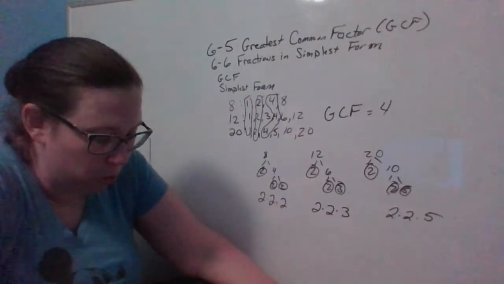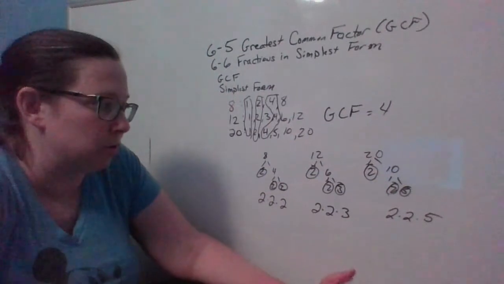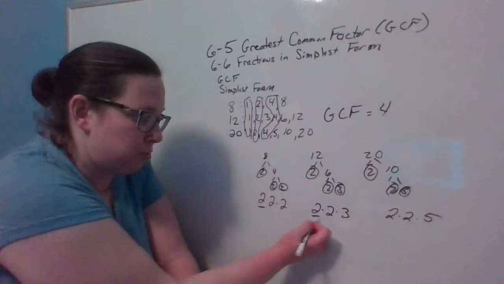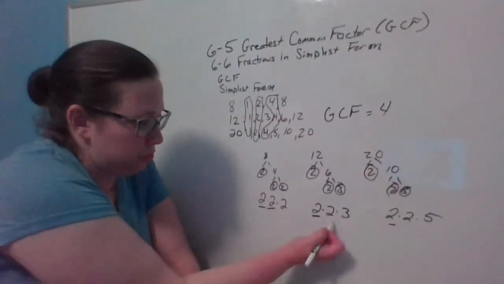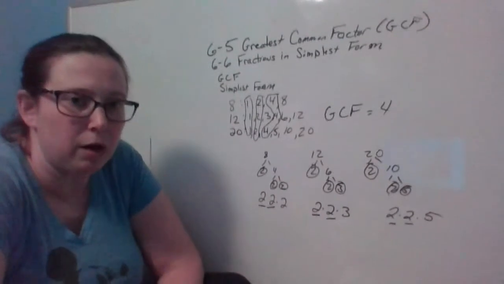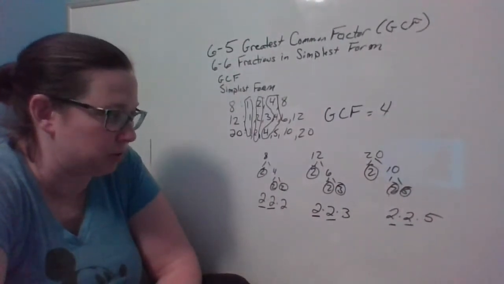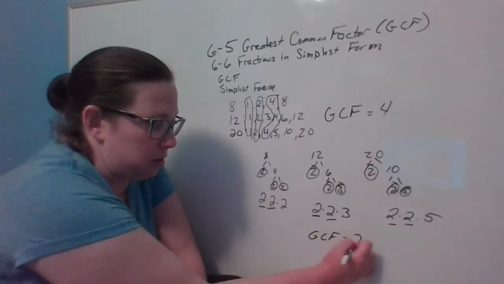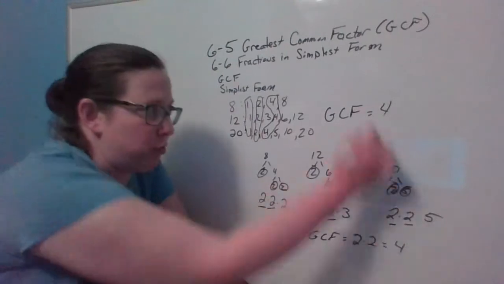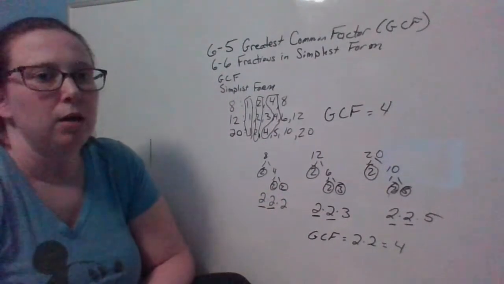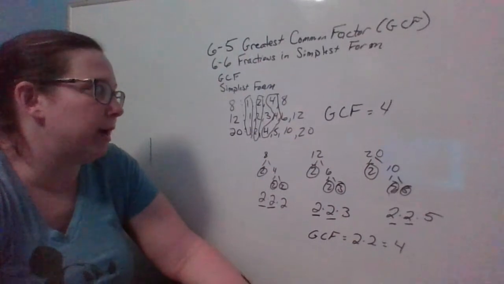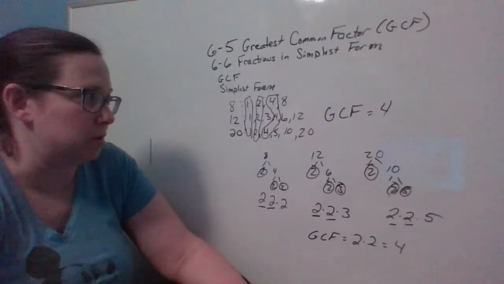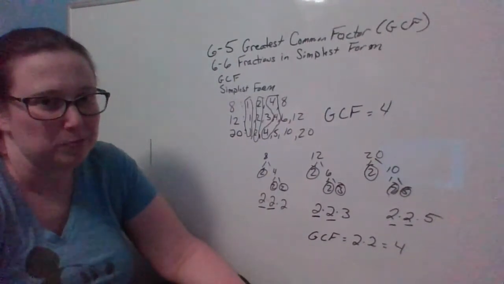To figure out what is our greatest common factor, we're looking for things that are on all of our lists. So we have 2, we have another 2, and those are the only common factors amongst all of our lists. So our greatest common factor, we would say, is 2 times 2, which of course is 4, the same thing we got up there.